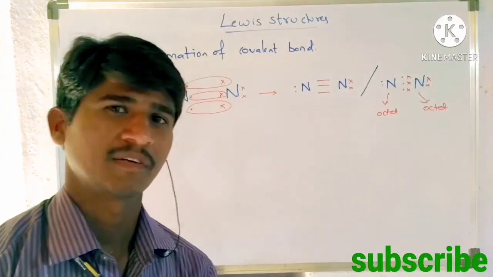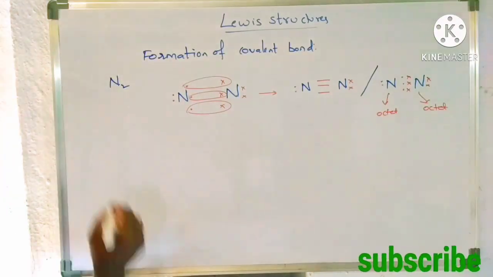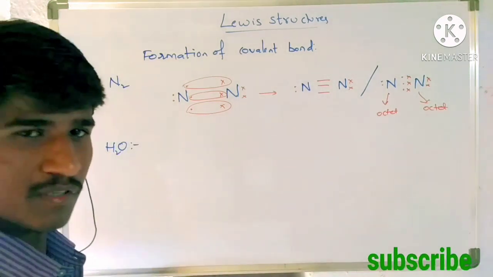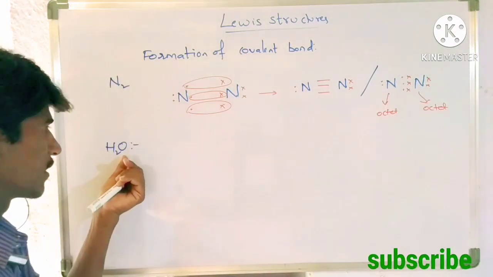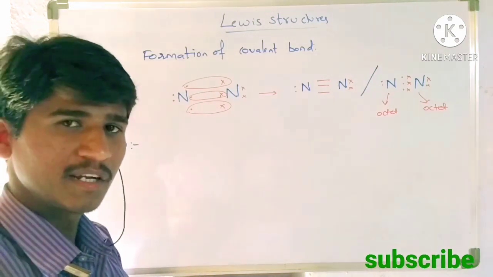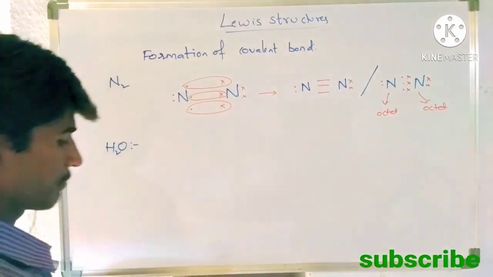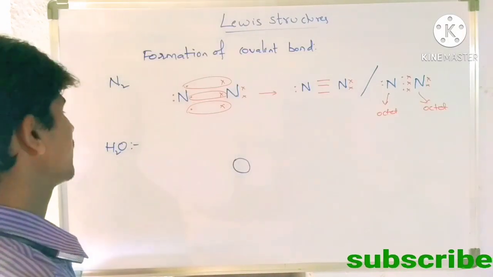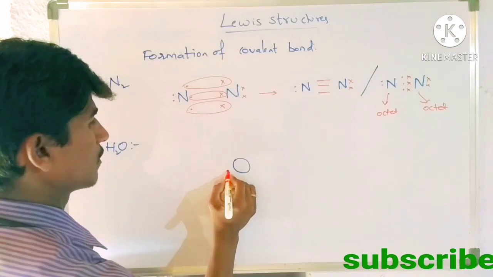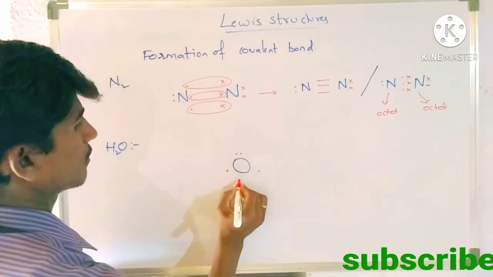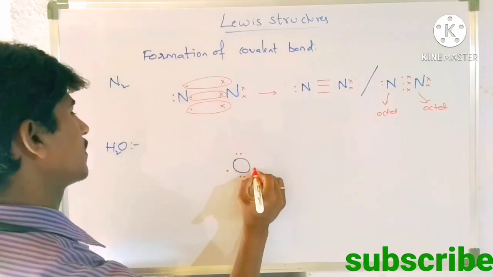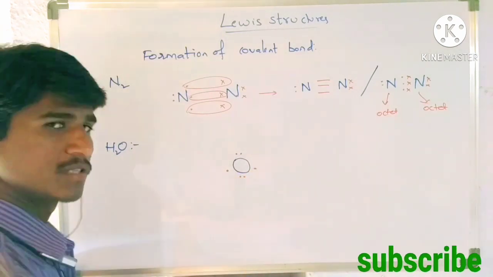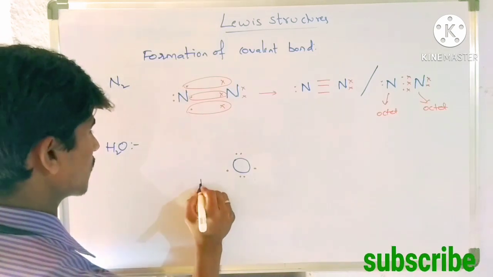Now let us discuss the water molecule, H2O. How can we represent H2O? The atom which appears fewer times should be in the middle. So oxygen should be in the middle. Oxygen has how many electrons here? 2 are unpaired, 2 are paired. We know very well that this is the Lewis symbol for oxygen. Now what is the Lewis dot symbol for hydrogen?